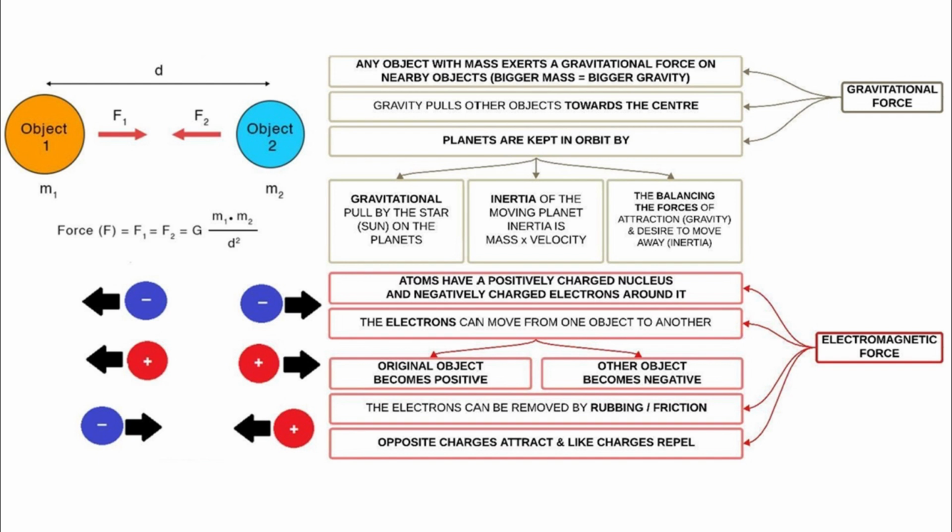Atoms have a positively charged nucleus and negatively charged electrons around it. The electrons can move from one object to another, but the protons in the nucleus cannot move. So, if an electron changes its position from one object to another, the object that it left becomes positive and the object it moved to becomes negative. The electrons can be removed by rubbing or friction, and the rules for electromagnetic force are opposites attract and like charges repel.